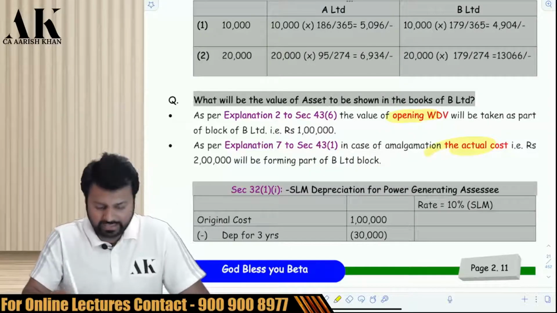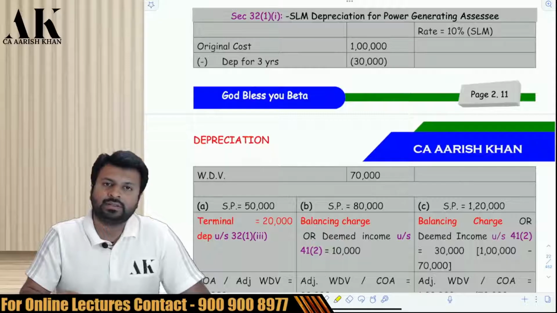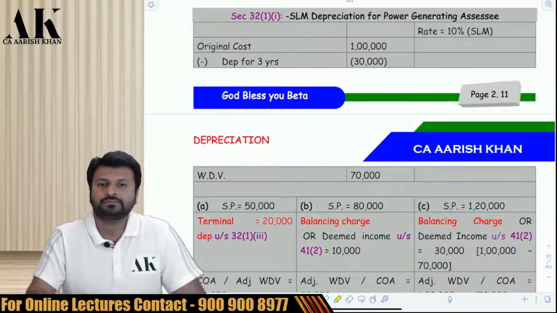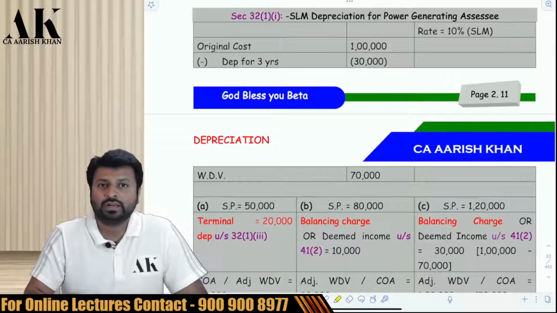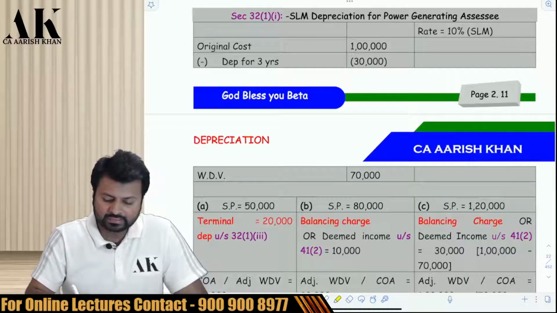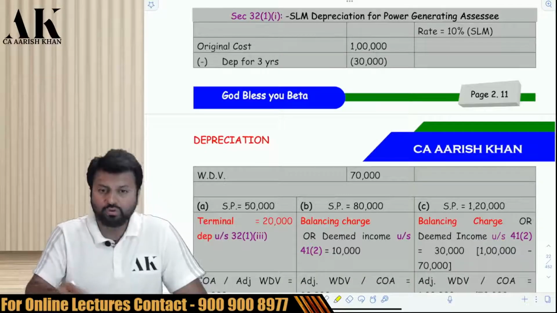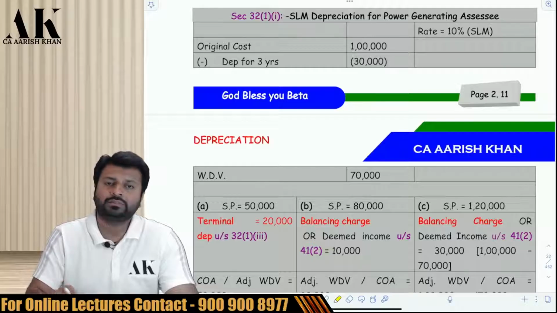Okay. Next, let us now talk about SLM depreciation. How to compute SLM depreciation and to whom it is available. As I have told you earlier, again I am saying, it is available to assessees engaged in power generation or power distribution. Only these two businesses are covered for the purpose of SLM depreciation.